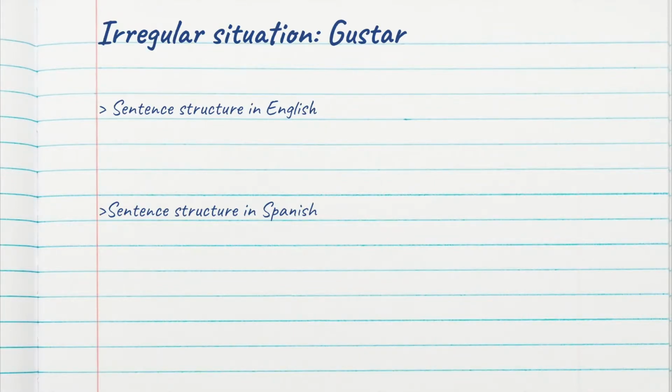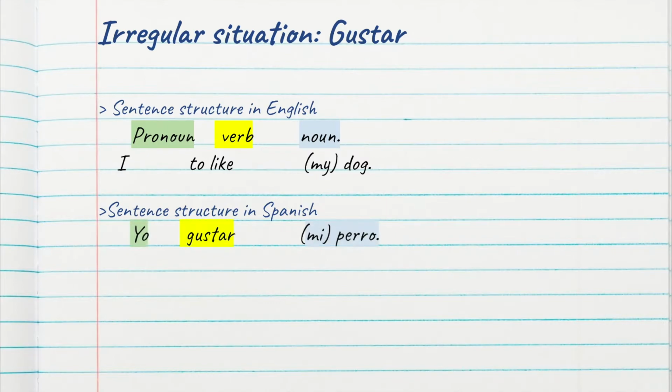Next one we have here is an irregular one. So this is the verb gustar. If you have heard this one before, awesome. Just know that this one is a little tricky. I prefer that you see this one earlier on just because it is a phrase that you use more often, especially when you're talking about yourself. If you're not familiar with it, I want you to become familiar with it. So the order is still the same, pronoun, verb, noun. In Spanish, it's yo gustar mi perro, right?